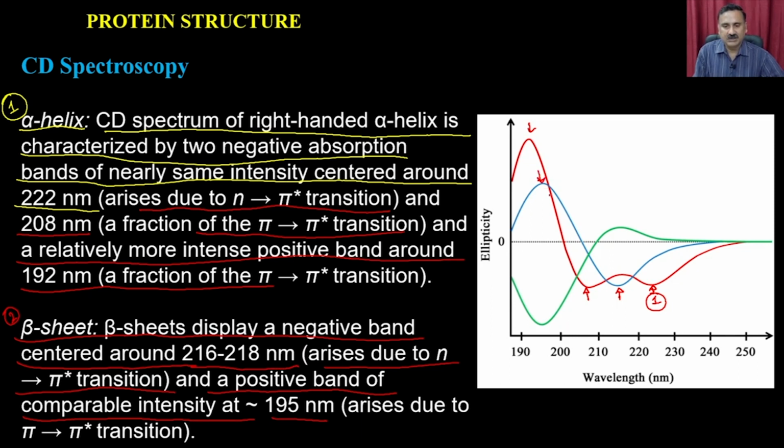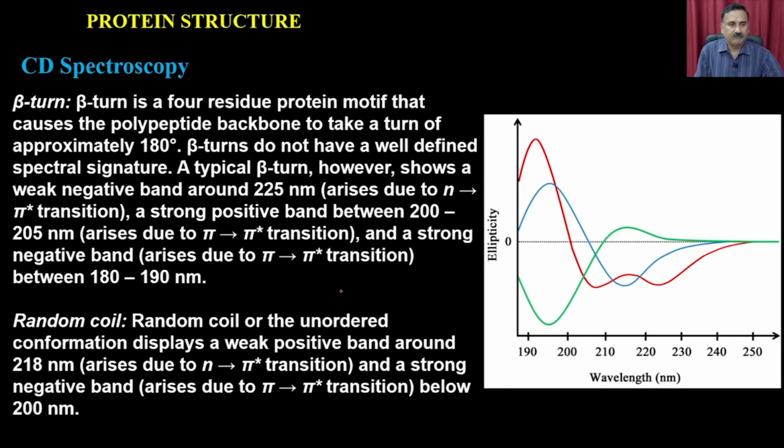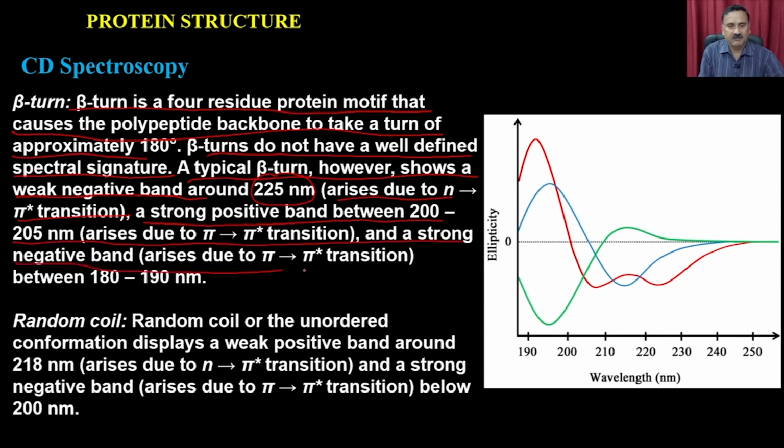and then you are also going to see another transition at 195 nanometer. Now, a beta turn is a four-residue protein motif that causes the polypeptide backbone to take a turn of approximately 180 degrees. So beta turns do not have well-defined spectral signals. A typical beta turn, however, shows a weak negative signal around 225 nanometer arising from the n to pi star transition, a strong positive band between 200 and 205, and a strong negative band arising from the pi to pi star transitions between 180 and 190 nanometer.